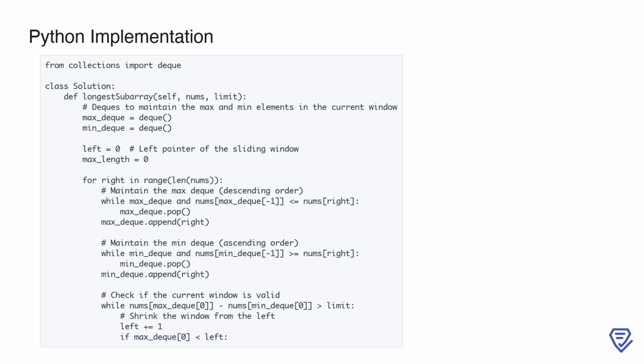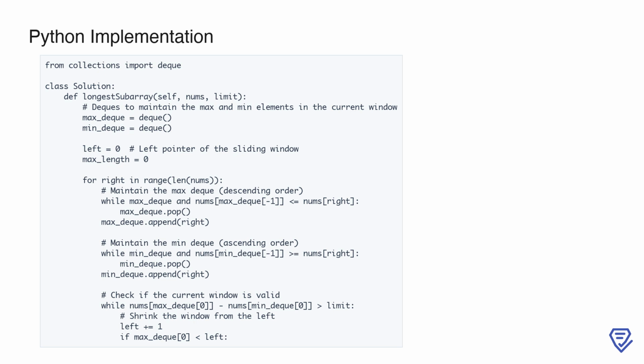We do this by removing indices from the back of the deque while the current number is greater than or equal to the value at those indices. Then, we append the current index to the deque. Similarly, we update our min_deque to maintain an ascending order by removing indices from the back while the current number is less than or equal to the value at those indices, and we append the current index as well.